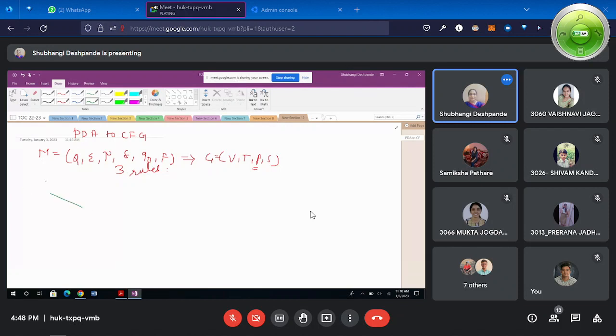Okay, R1 rule R1. The production for start symbol S.